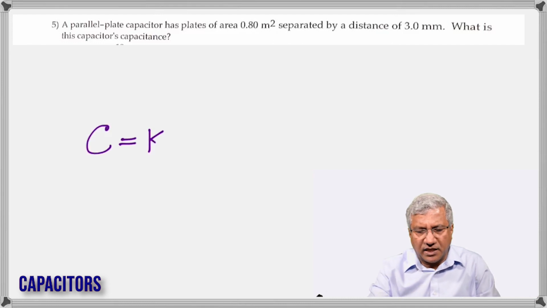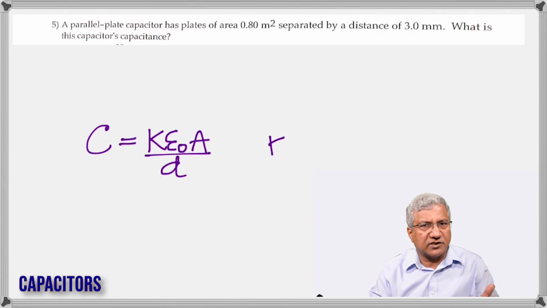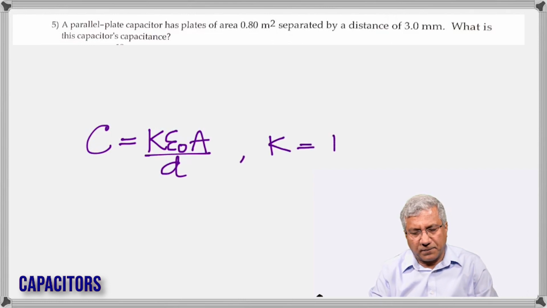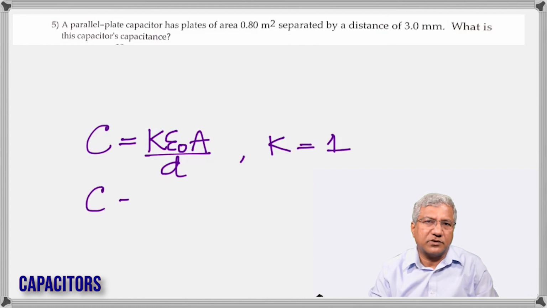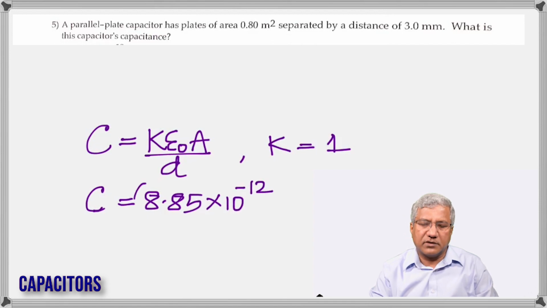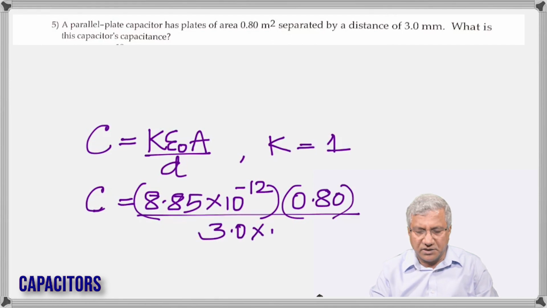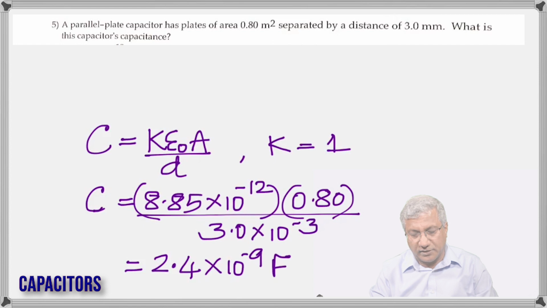C is K epsilon naught A by D. K is 1. Nothing is mentioned. That means it's air. And then all you got to do is substitute the values of epsilon naught and area and D and do the calculation. 0.80, but the distance is in millimeters, so you got to change it into meter. And we get it as 2.4 times 10 to the negative 9 farad.